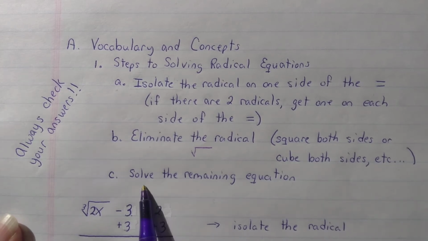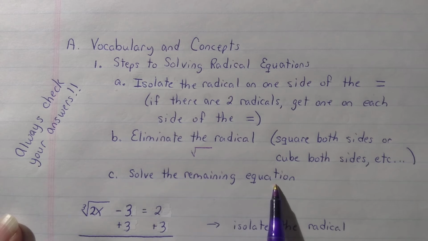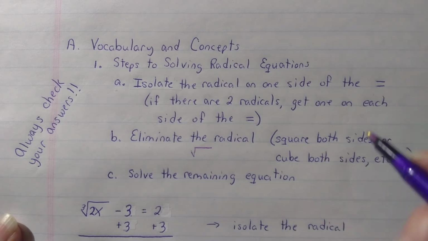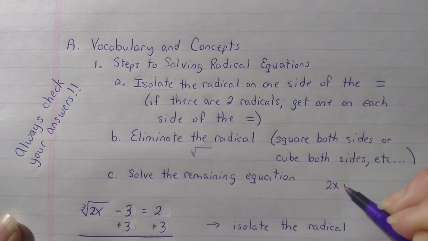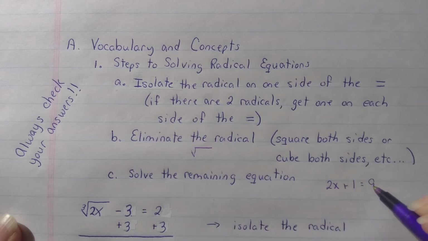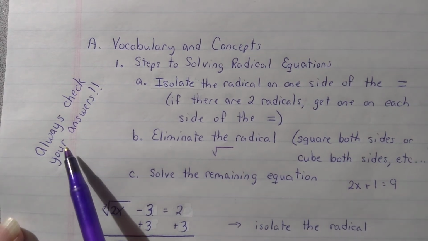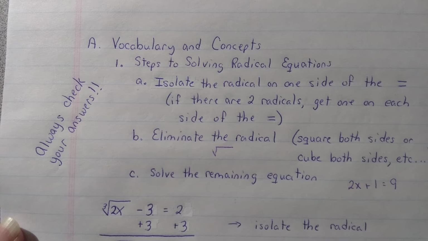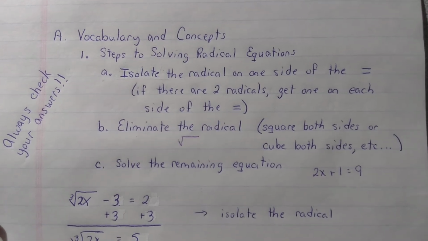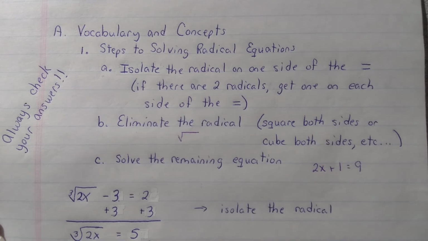The third step, solve the remaining equation. It will be a basic algebra equation, and you would just solve it like normal. The last and maybe the most important thing is always remember to check your answers. In a lot of things in Algebra 2, there are not extraneous answers, but you will have extraneous answers in radicals. Extraneous means extra answers that don't work. So please always make sure that you check them.